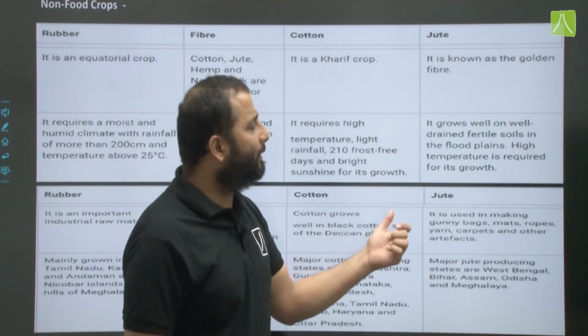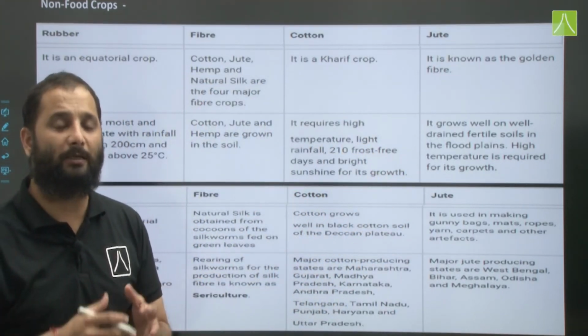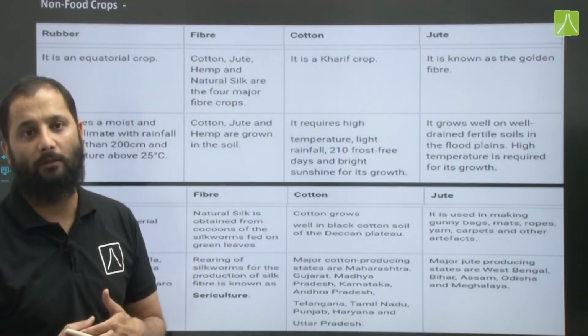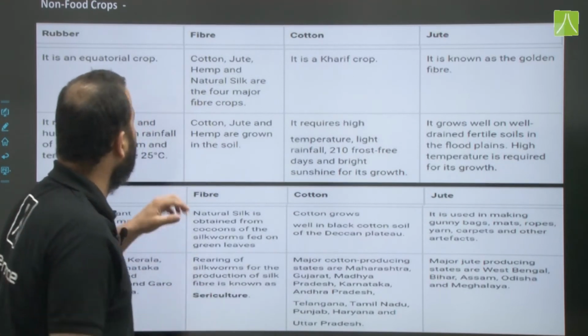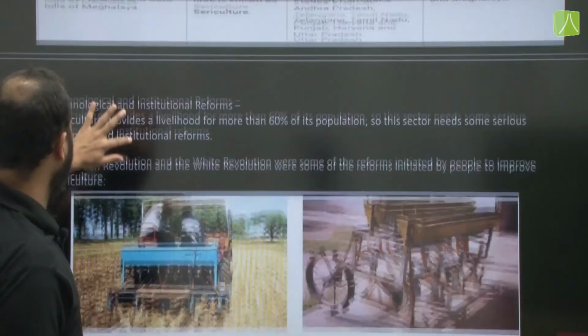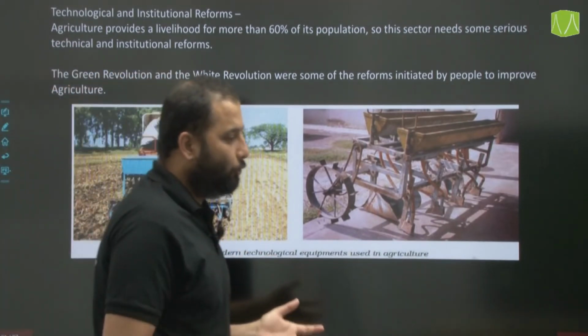Alright, and one more thing about sugarcane, that is also related to the chapter on manufacturing industry: why most of the sugarcane industries are shifting towards southern India. Alright, moving on towards technological and institutional reforms.